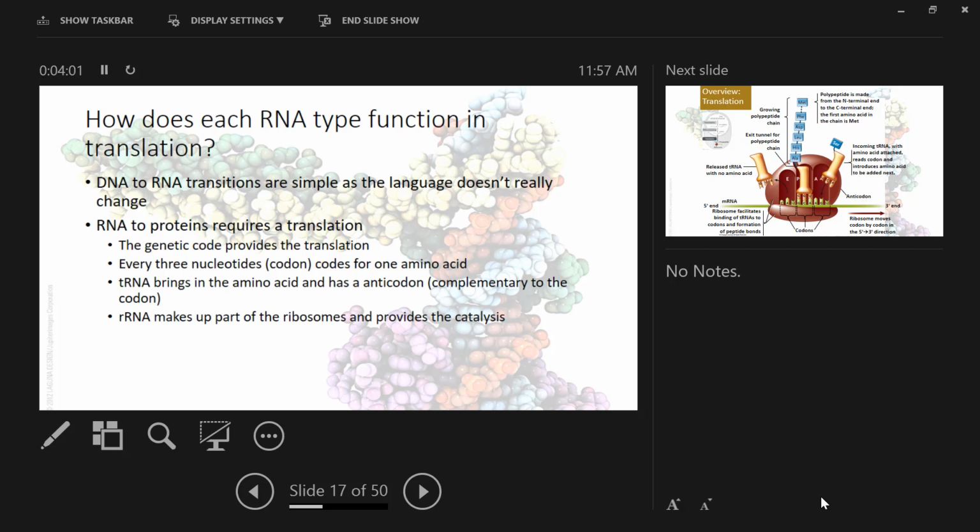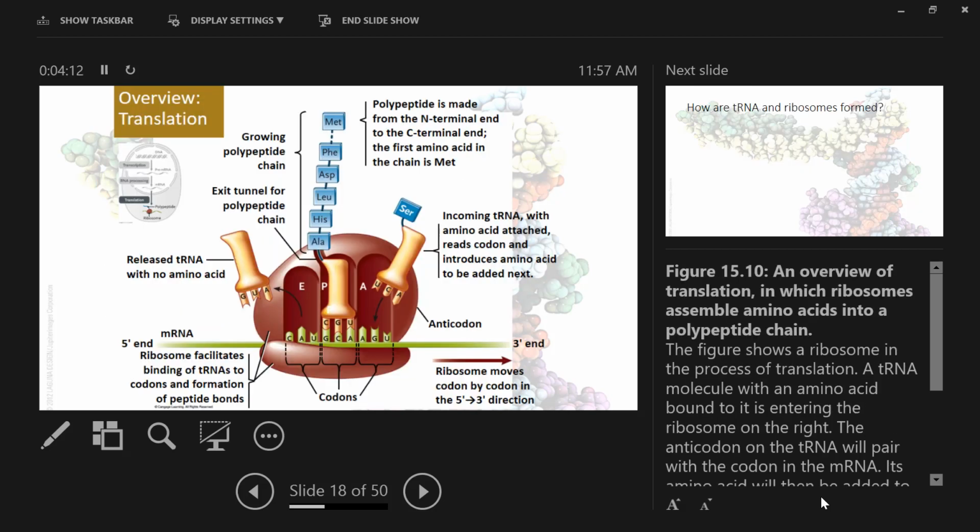And so, yeah, you've got 3 different RNAs integrally and intimately involved in this process of translation. And so here's kind of an overview of translation. You've got your ribosomal RNA making up these ribosomes. You've got your tRNA or transfer RNA bringing your amino acids in. And you've got your mRNA providing what gets translated, providing the codons.